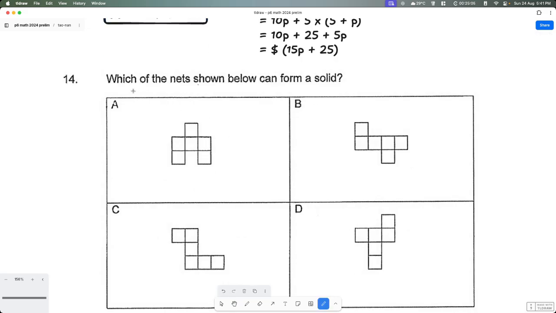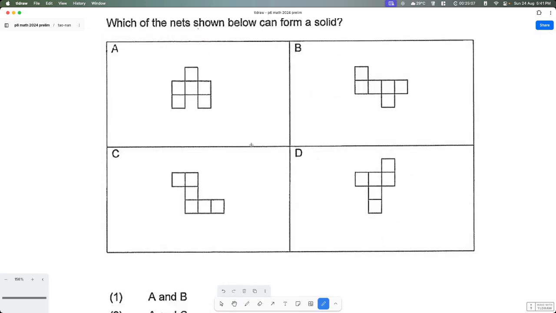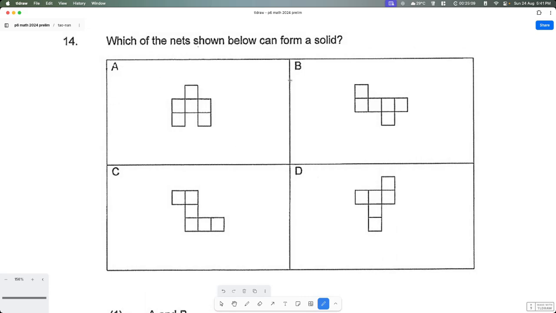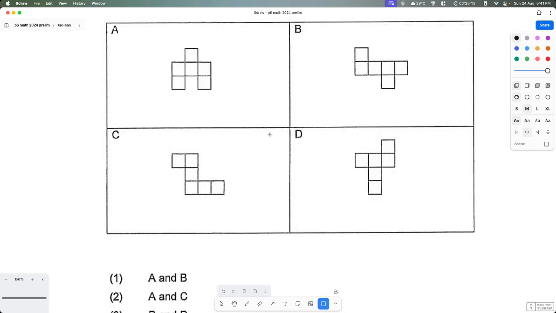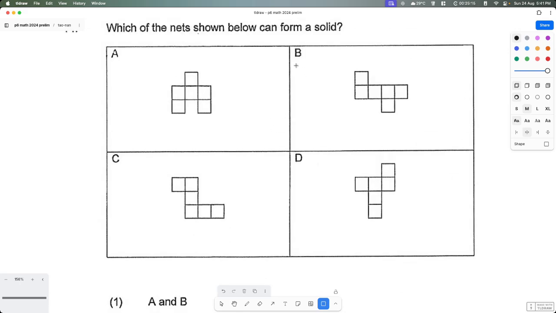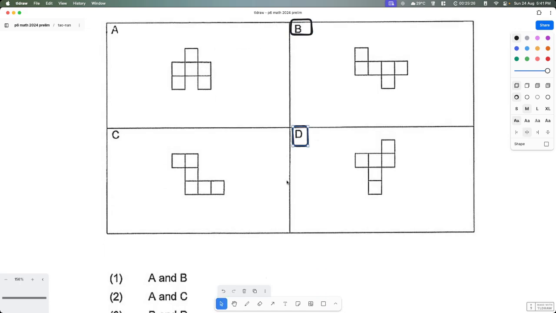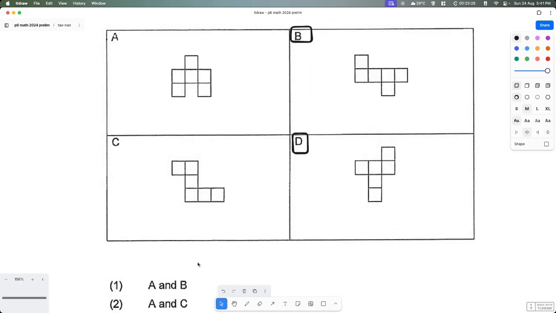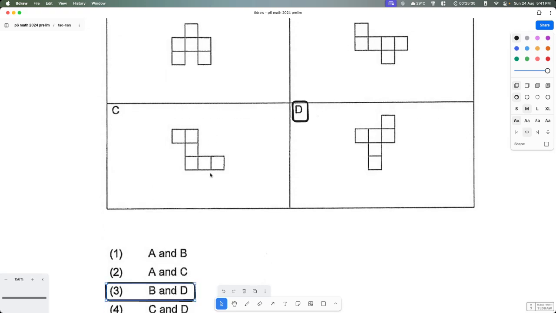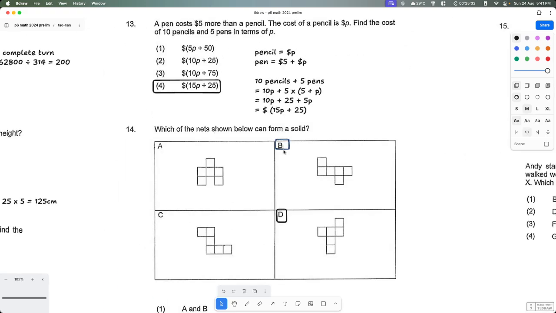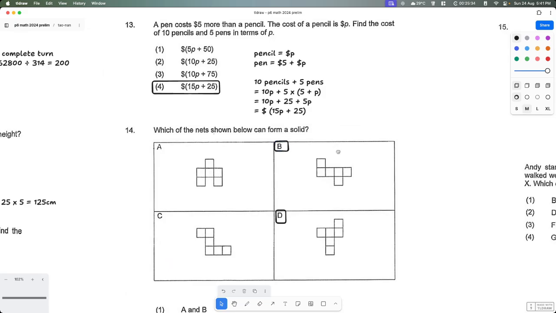Question 14. Which of the nets shown below can form a solid? Right, so always this thing you have to remember. So the answer is the first one. This one is pretty obvious. This is B, right? And then the second one, what do you think which one will form? So if you say B and D, then you're right. So that means it's option number 3. Okay. Yeah, there's certain things that's wrong, but you need to remember the net of the cube over here. Okay, let's move on to the next one.